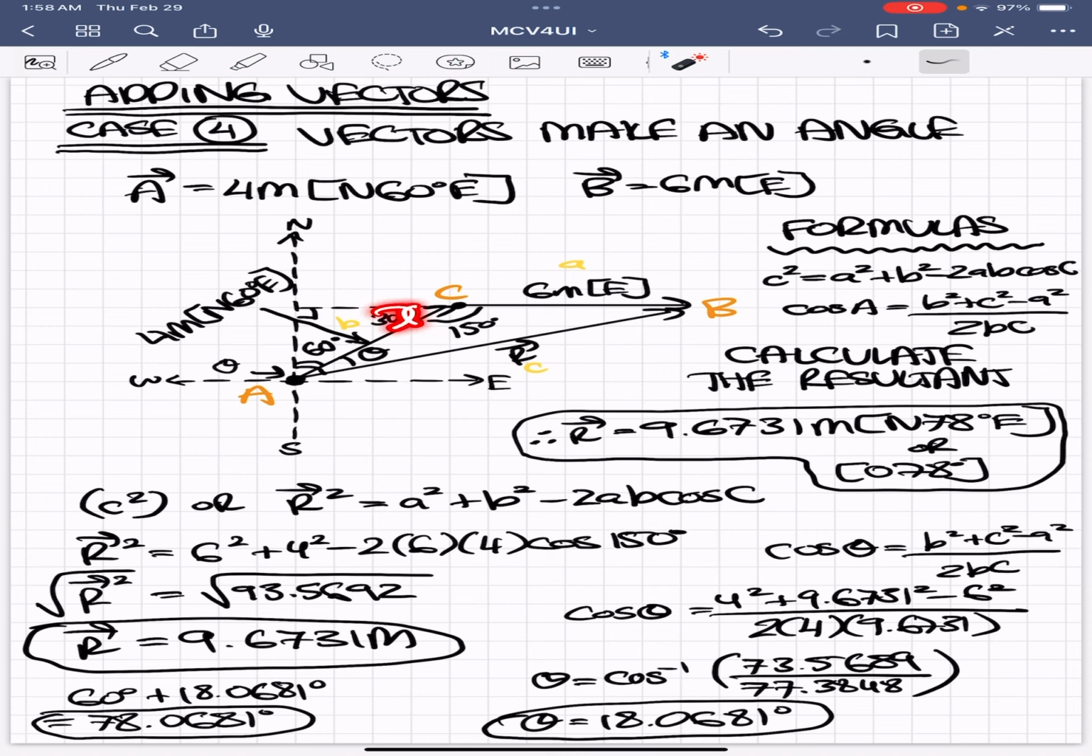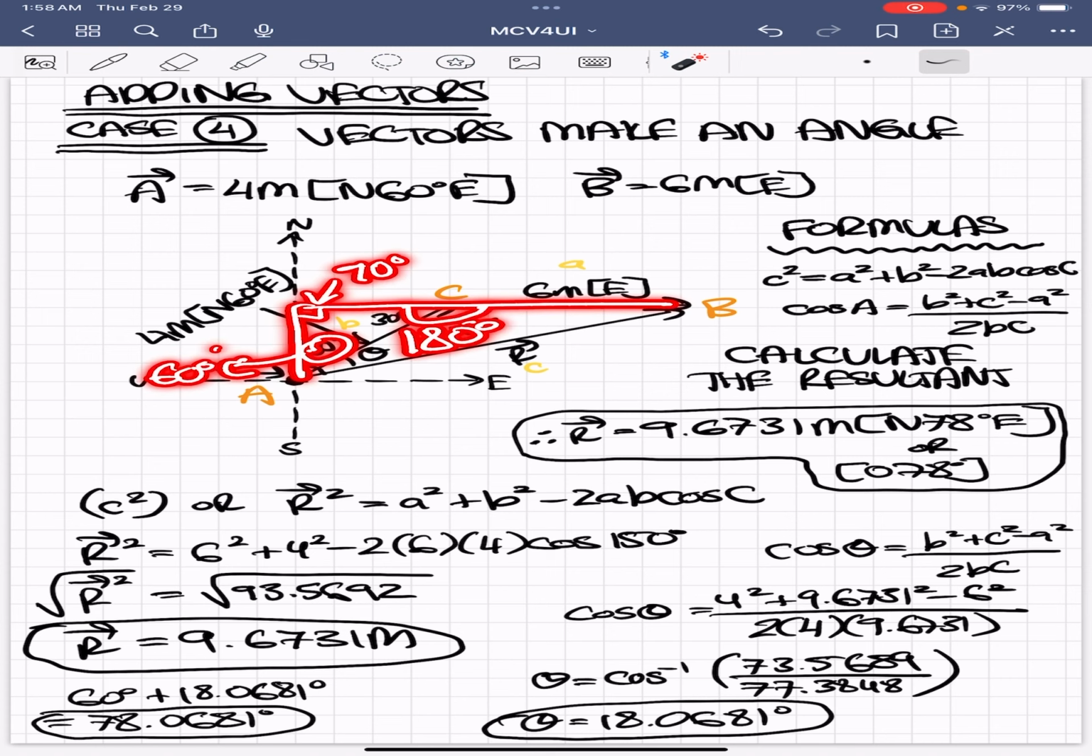So this angle right here. Straight line, 180 degrees, 90 degrees, 60 degrees. 180 is the total number of degrees in one triangle. So minus 90 minus 60 equals 30 degrees.